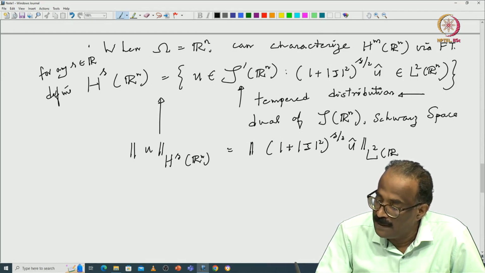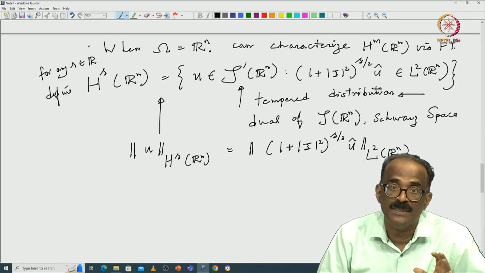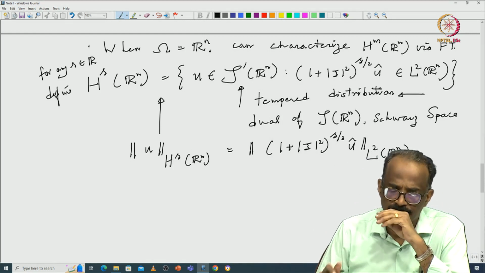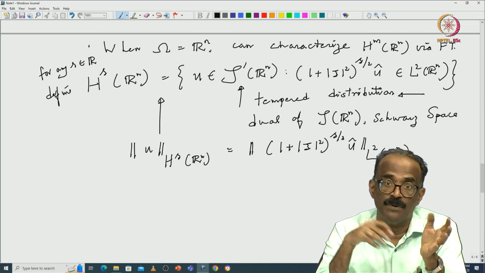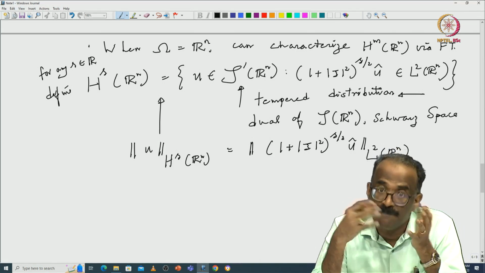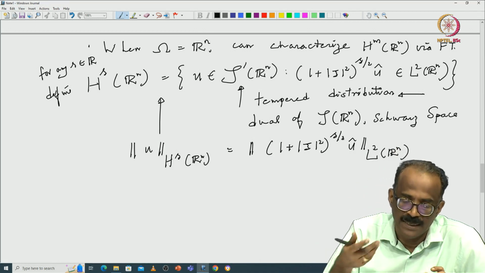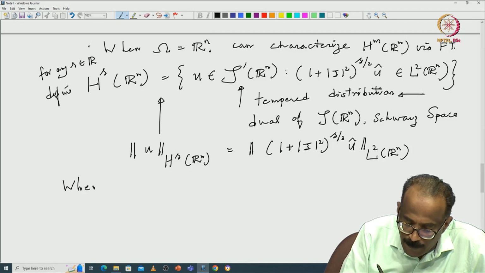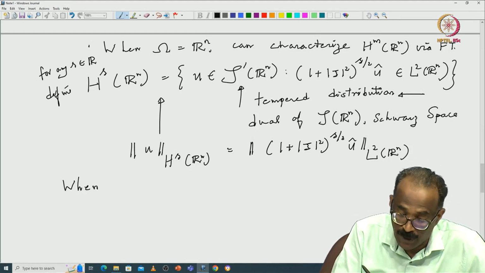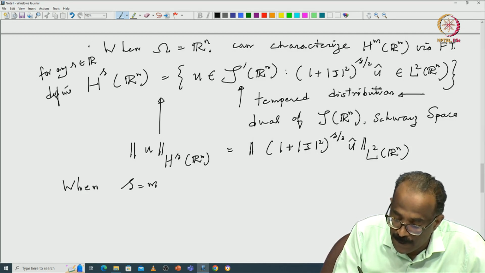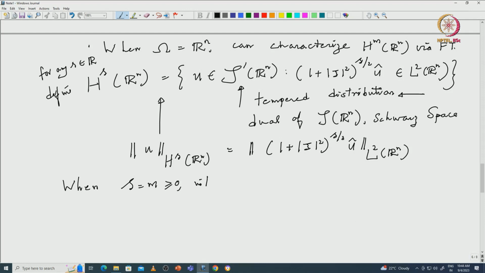So, you may ask a question: when s equals m, an integer, both positive and negative, your Hs is already defined. Will this be different? No, it will be the same thing, though all this requires a proof. When s equals m, a non-negative integer, Hs of Rn coincides with the earlier definition. Hs of Rn is the same as the previous definition basically.